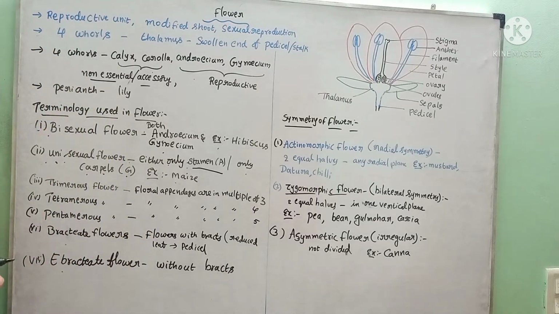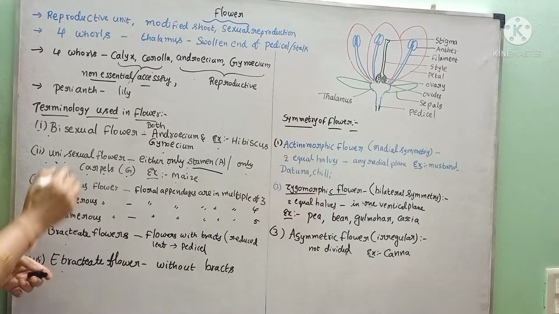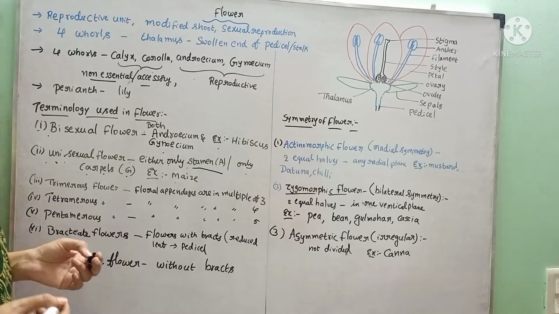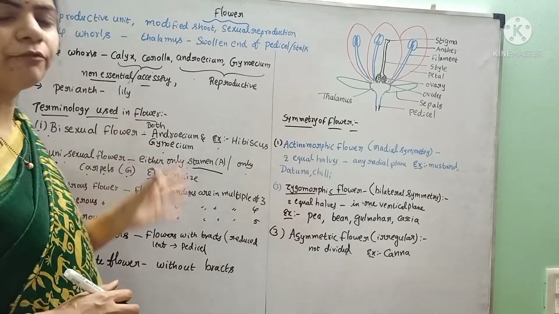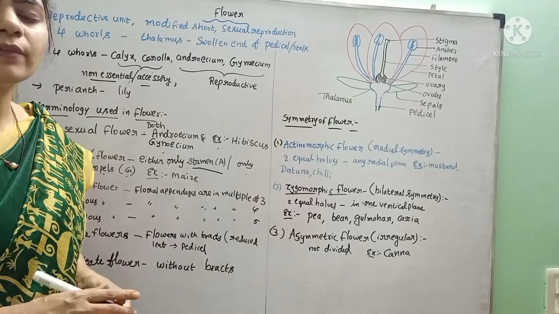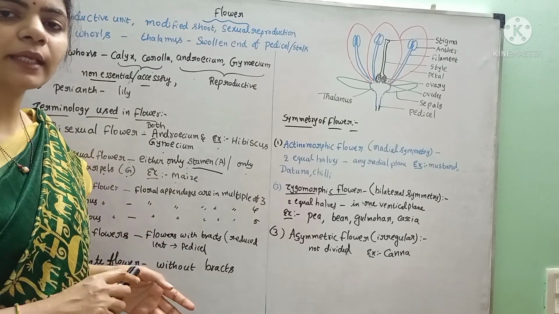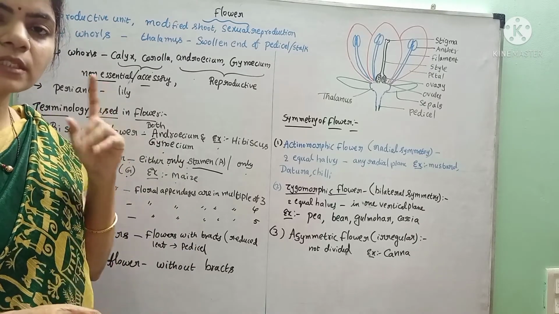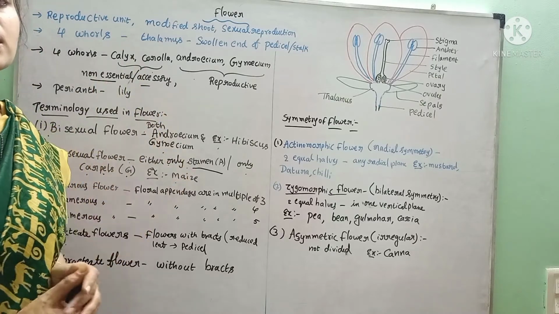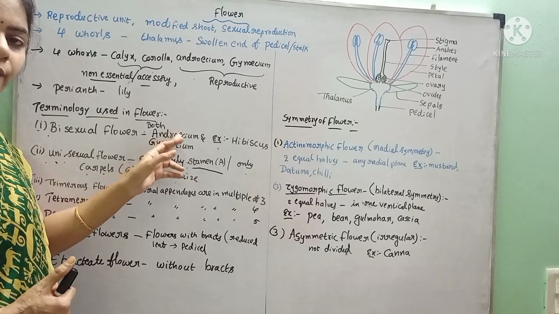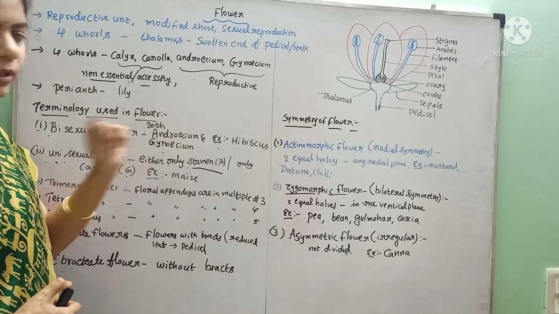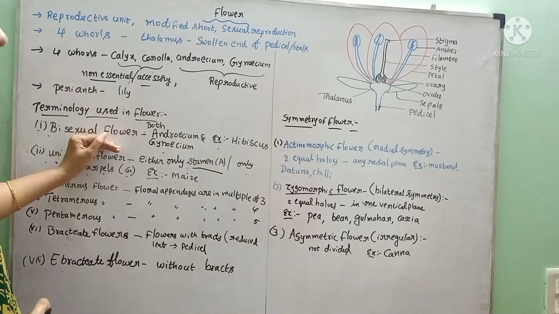Terminology used in the flower. If you see the different terms used in the flower, first one is the bisexual flower. Bisexual flowers means in some flowers, not all, both the male reproductive organ and female reproductive organ are present in only one flower. That is called a bisexual flower. They consist of both androecium and gynecium in one flower. That is called a bisexual flower.